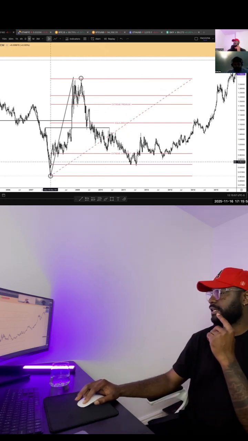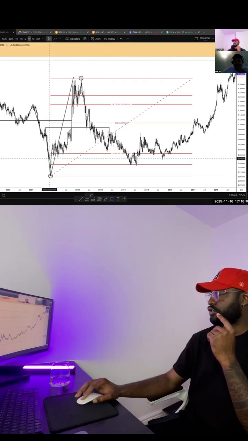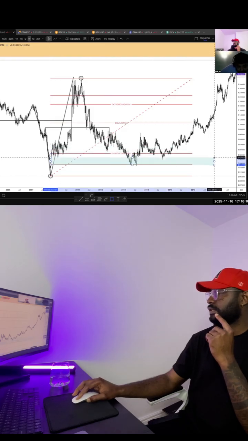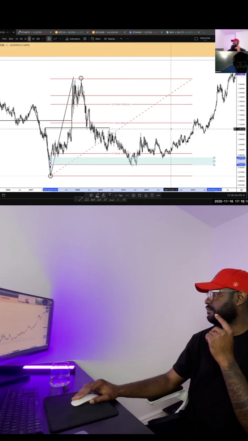And look right here. Can you see an imbalance right here? Can you see how price tapped that position right here, used it as an imbalance, and rallied to the upside?